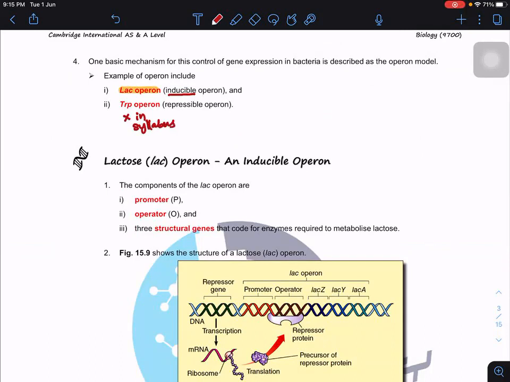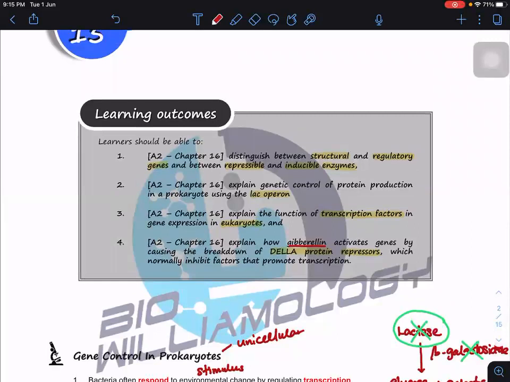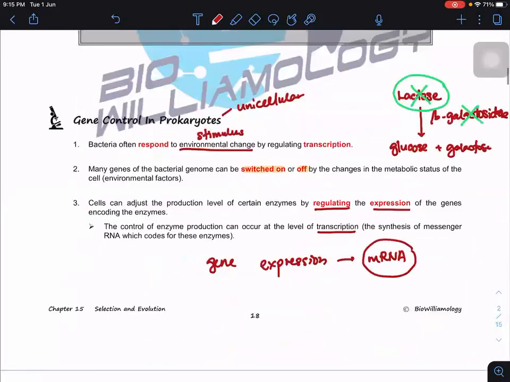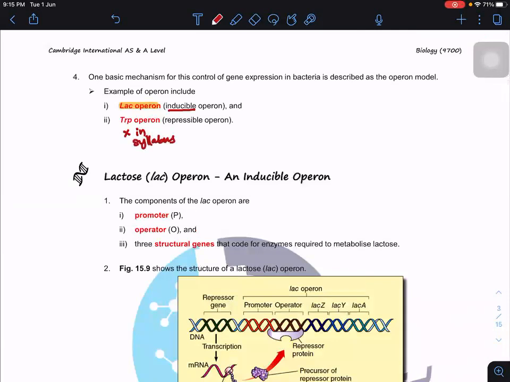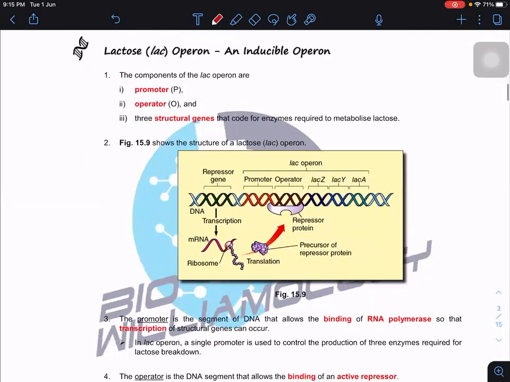But we still will talk about it. Why do we still want to talk about it? Because in the learning outcome here, we need to know what is meant by repressible enzyme. Inducible, no problem, we're going to study it. Repressible enzyme, we're going to use this tryptophan operon to learn about this. So now we start with the first one, the Lac Operon, which is inducible operon.